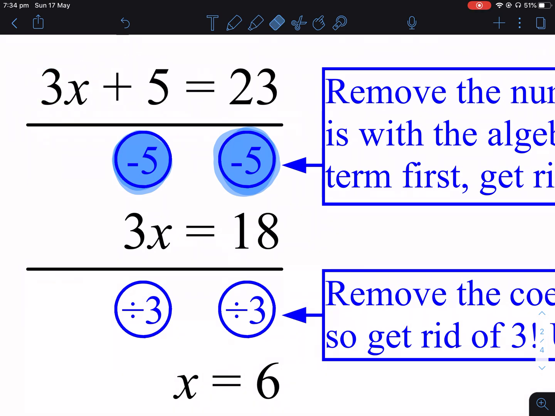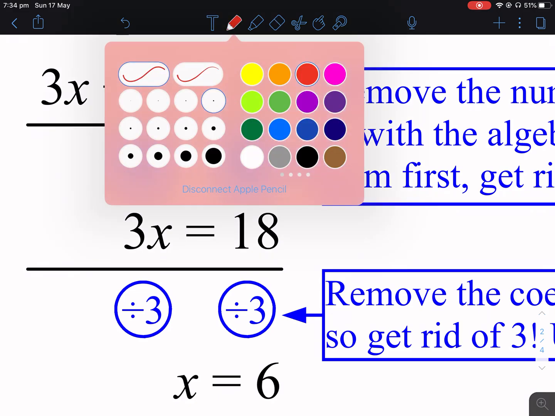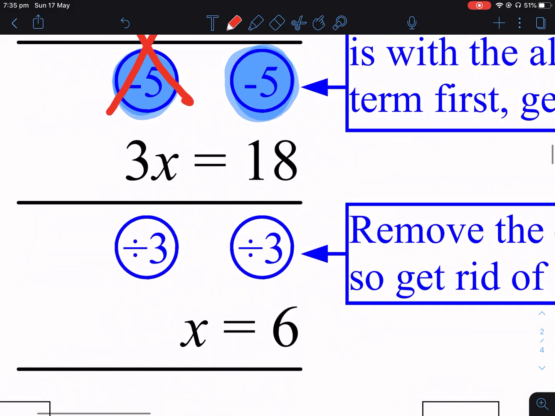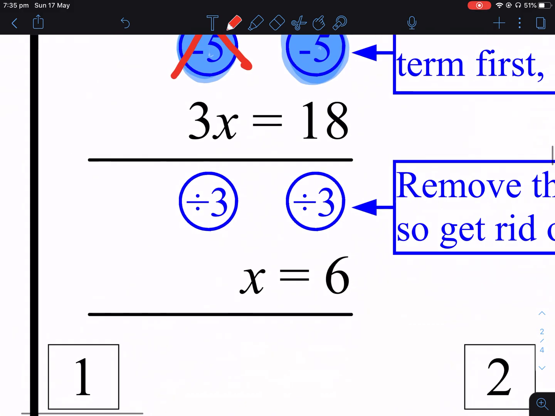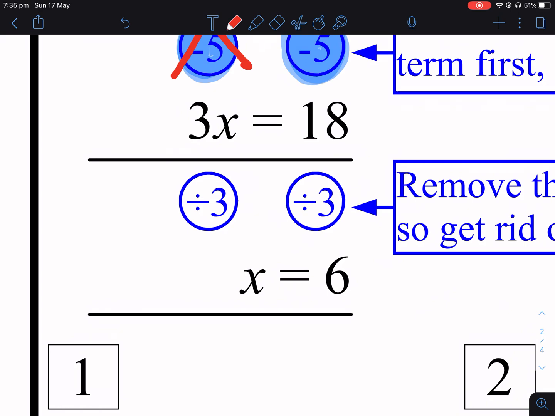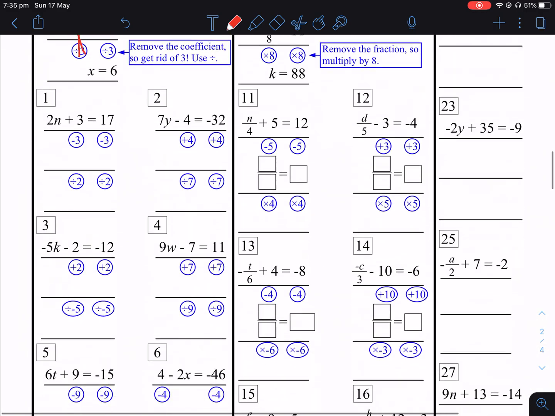Now, that leaves 3x on its own, because remember, the plus 5 and the minus 5 disappear. We get the 3x on its own on the left. 23 minus 5 is 18, so we get 3x equals 18. And now it's just a one-step equation. And you know what to do when it's just something with a letter equals something else. You divide, which is why they did divide by 3. The divide by 3 gets rid of that 3. We end up with x equals 18 divided by 3, which is 6.